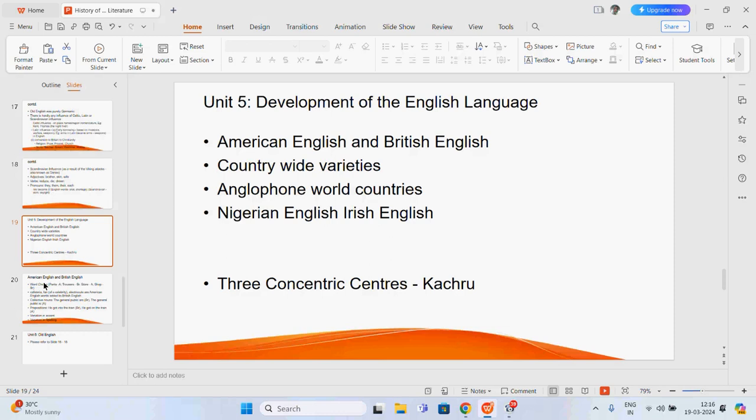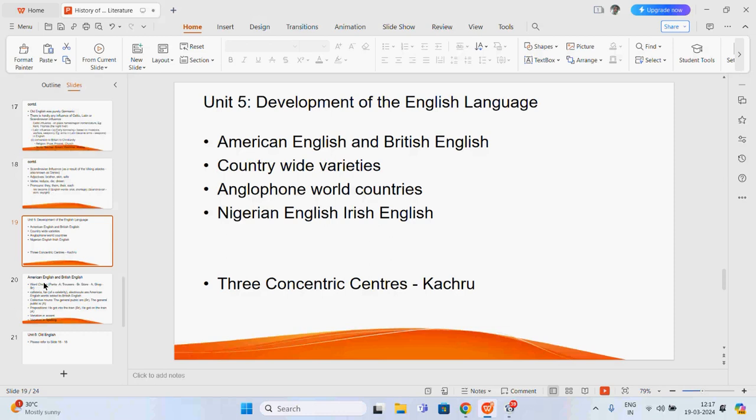Now, in Unit 5, we look at the development of the English language. We saw how English originated from Germanic, how there was the influence of the Celtic and the Latin languages, how there was Scandinavian influence. Now let us move a little further and see how we look at the development of English. As we move further and further away from Old English, we look at the different varieties of English.